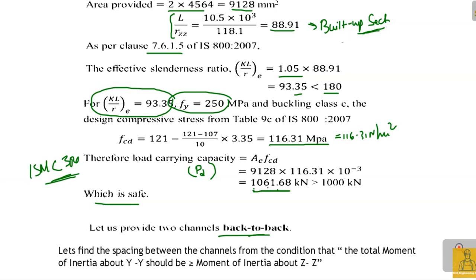Now let us find out the spacing between the channel sections from the condition that the total moment of inertia about YY should be greater than or equal to the moment of inertia about ZZ. Therefore, I minimum has to be taken as IZZ. For the individual channel section, IYY is the minimum value, but for the back-to-back connected built-up section, IYY should be equal to IZZ. Therefore, I minimum has to be taken equal to IZZ, and the spacing of the channel sections in the built-up section has to be found out.